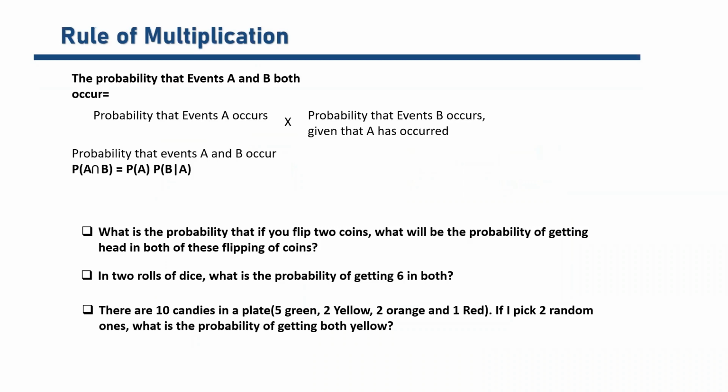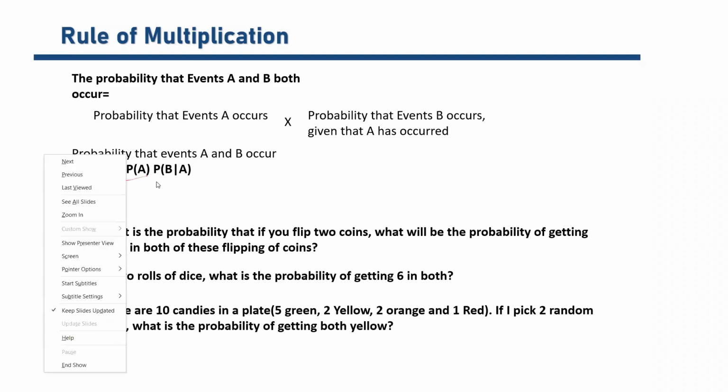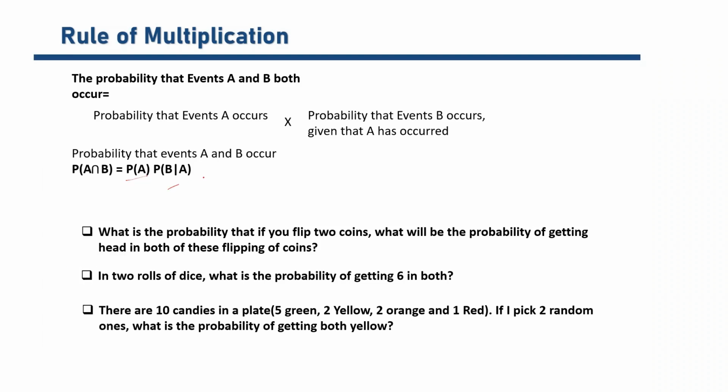Say, for example, the probability that event A and B both occur, right? So you have two events, event A and event B. For that, the rule of multiplication says that you have probability of A and probability of B given that the event A has happened.